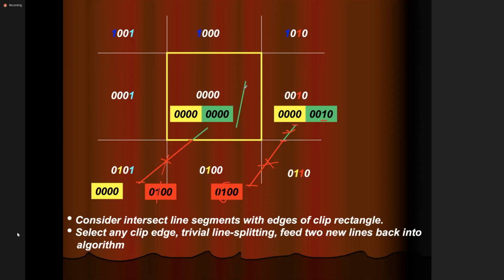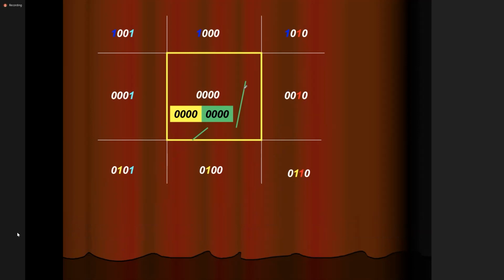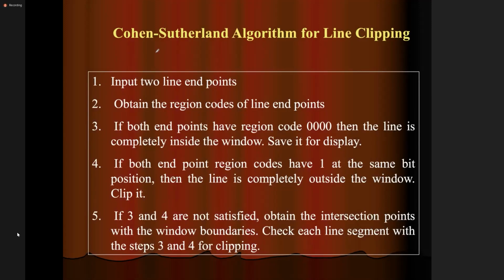That is how we consider the intersection of line segments with edges of the clipping rectangle and select any clipped edges, trivial line splitting, and feed the 2 line outcodes back into the algorithm to see whether it is working. Now, by considering this one, this is the way we can see the algorithm.